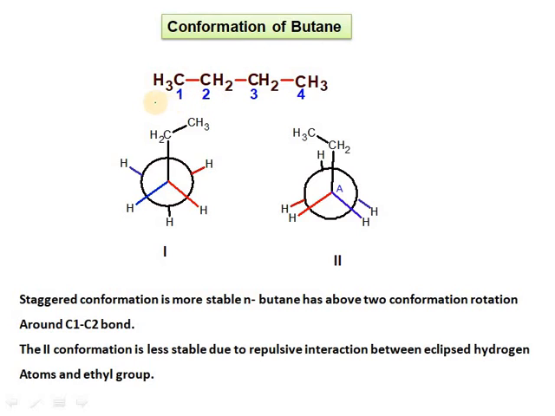Now we have seen structures of butane like this. So four carbons are there, so this is n-butane. In this conformation we can rotate the bond. Observe two conformations: this is the first conformation and this is the second conformation. If I suggest these conformations, the staggered conformations are more stable.